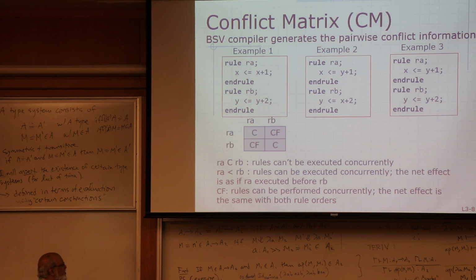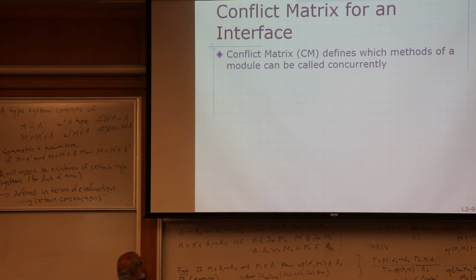And conflict free means rules can be performed concurrently and the net effect is the same as if both rules were executed in both rule orders. So here you see it's all conflicts, and in this case it will behave as if RB happened after RA, right? Does the idea of conflict matrix make sense? Good.